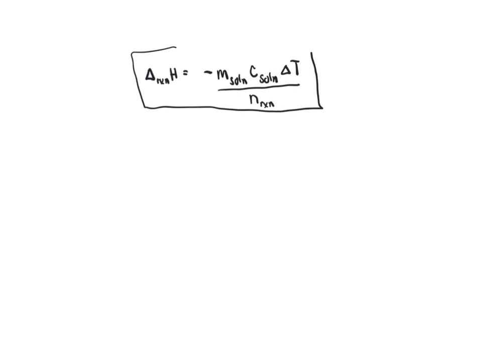So in summary, the delta H for the reaction is equal to minus the mass of solvent or solution in my cup times the specific heat of that solution times the change in temperature of that solution divided by the number of moles of reaction that have occurred. And that is the way we will calculate the change in energy for the reaction.